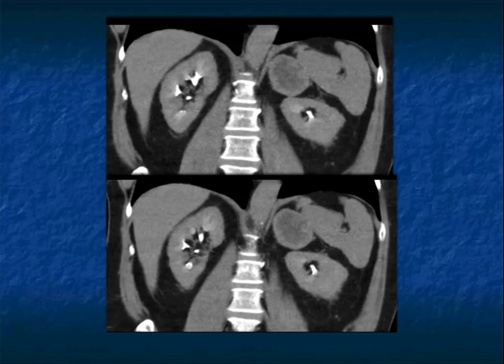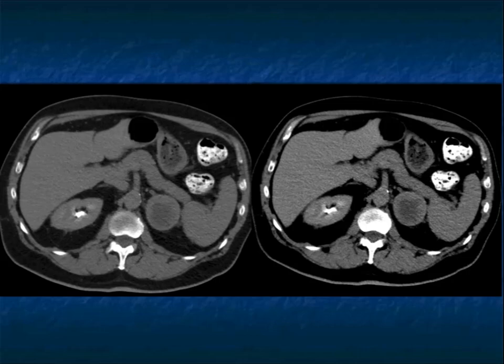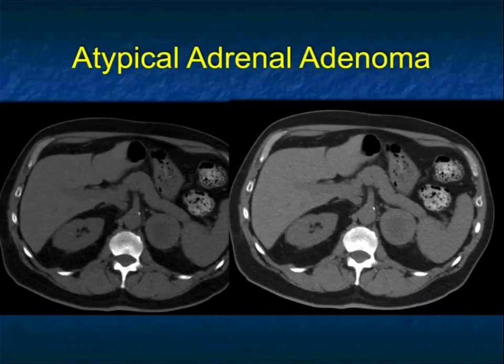We went through a differential. This ended up being resected. You have a thickened wall. Could it be an early cancer, perhaps? Maybe. Can it be some atypical lesion, ganglioneuroma? Those are usually lower density. So this was resected and was an adenoma, and a typical appearance of an adrenal adenoma.